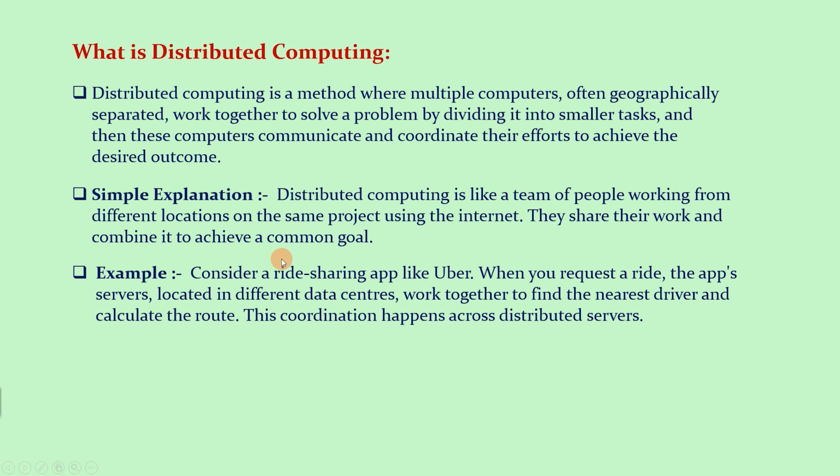Here is an example. Consider a ride-sharing app like Uber. When you request a ride, the app servers located in different data centers work together to find the nearest driver and calculate the route. This coordination happens across the distributed servers.